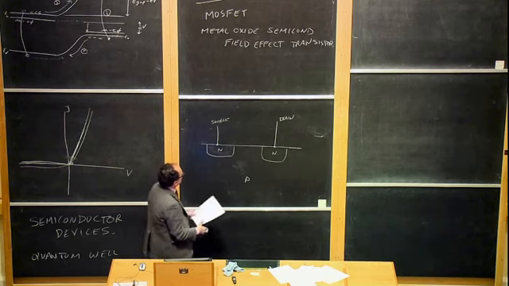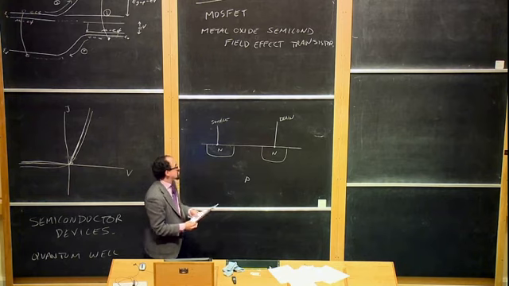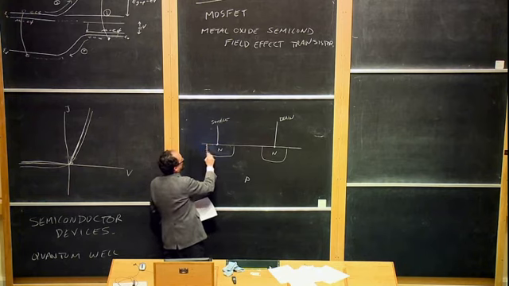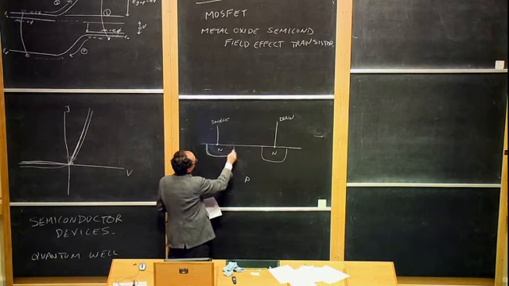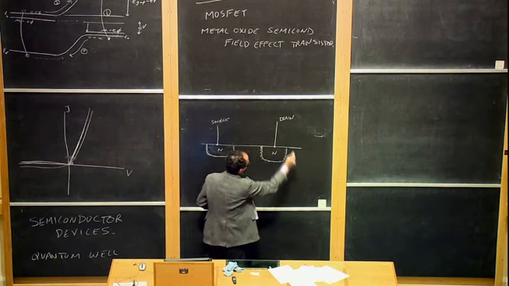Now, if you look at this structure here, you'll realize that current is not going to flow from the source to the drain. You'll have a depletion region at the interface between N and P. There's an NP junction there, and a PN junction here.